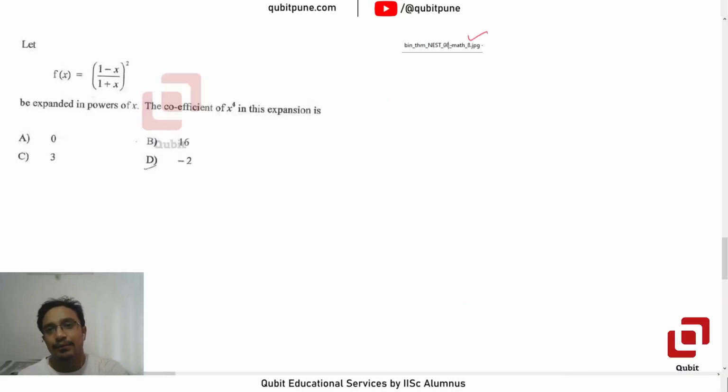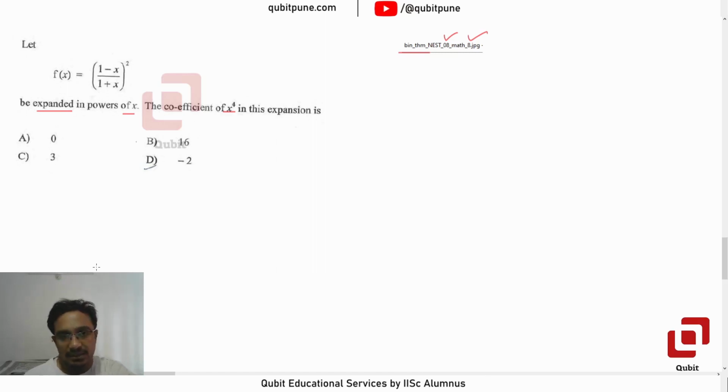Question number 8 from NEST 2008 on binomial theorem. Let f of x be (1 minus x upon 1 plus x) whole square be expanded in powers of x. The coefficient of x raised to 4 in this expansion is 0, 16, 3, negative 2.